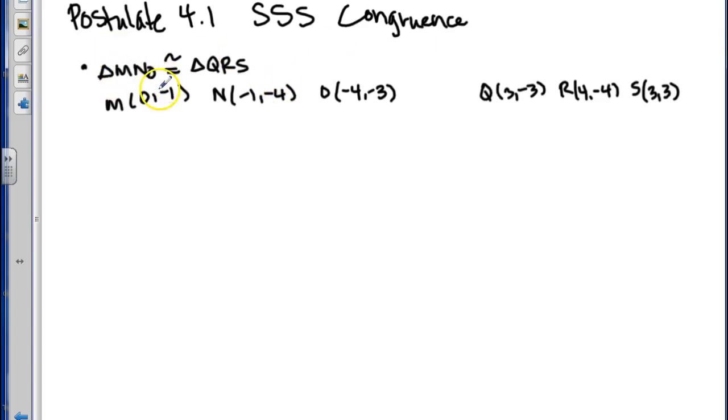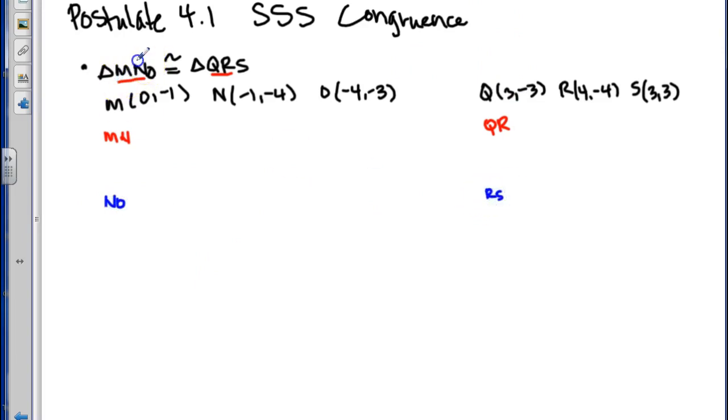So here's the problem in question. Is triangle MNO congruent to triangle QRS? Remember, when triangles are written and they ask about congruence, there's a certain order we need to go in. We want to know, is MN congruent to QR? Are they the same measure? Then we want to know about NO and RS.